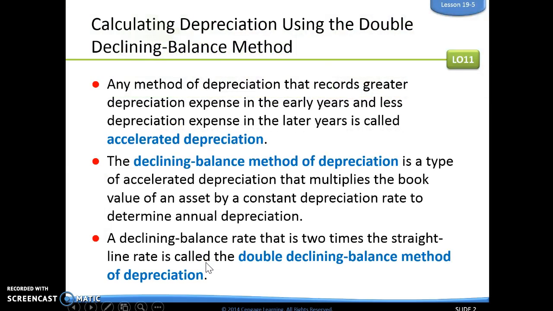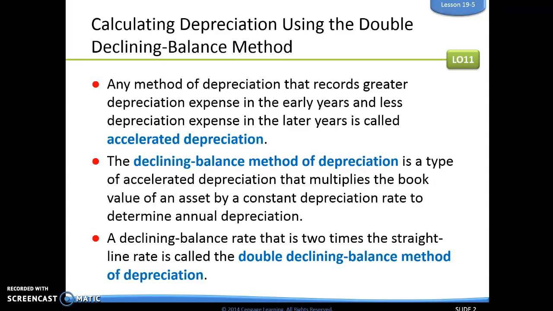Accelerated depreciation is any method of depreciation that records greater depreciation expense in the early years and then less depreciation expense in the later years. The declining balance method of depreciation is a type of accelerated depreciation that multiplies the book value of an asset by a constant depreciation rate to determine annual depreciation. So instead of a set number that it depreciates each year, it's a set rate that it depreciates each year.